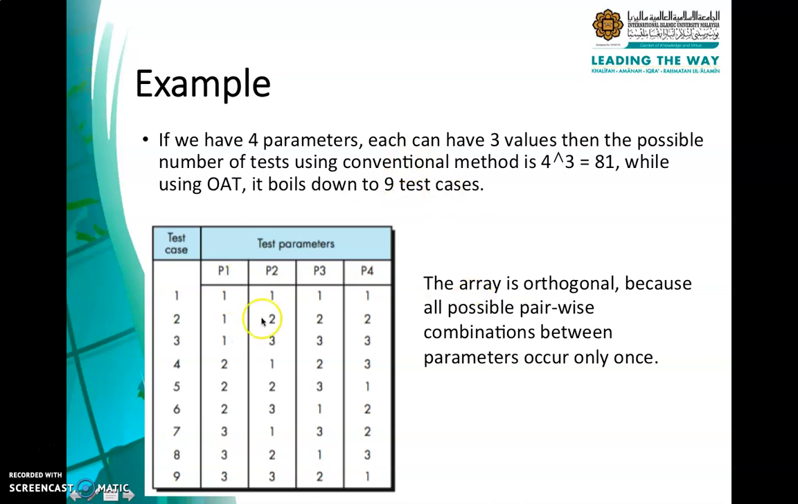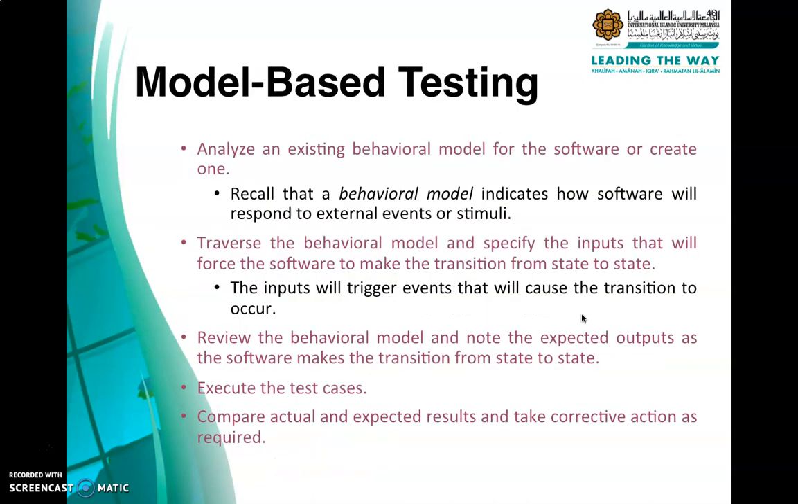It is orthogonal in the sense that we are catering for all possible pairwise combinations between the parameters. The testing is not concerned with only one particular input parameter; you are combining more than one parameter and testing them at once. That's why you can reduce the number of test cases. Basically, we can reduce the effort and the time taken to perform the testing.